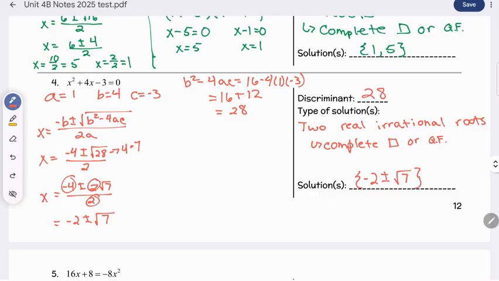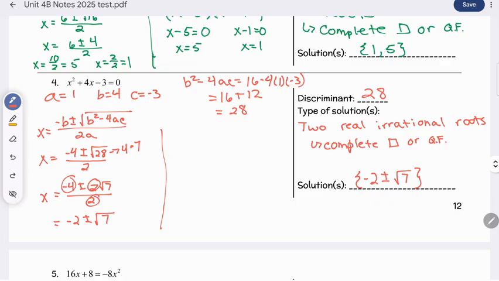Now let's say we decided to solve that by factoring. Well, I'm going to tell you right now, you can't solve this by factoring. This is not going to factor because our factors would look super ugly if we're getting irrational roots. So don't even try to factor something if you find that you've got a discriminant that gives you irrational roots. You're wasting your time.